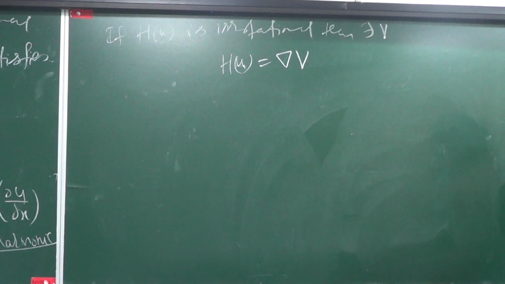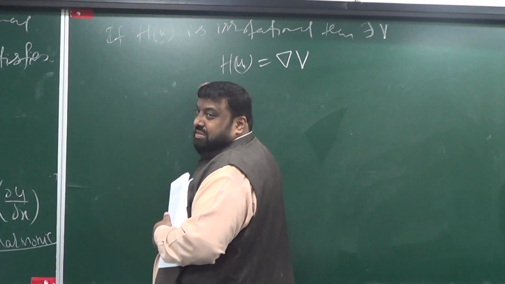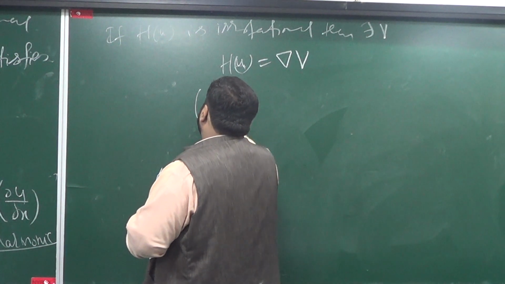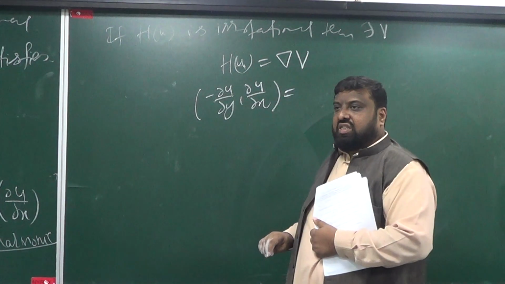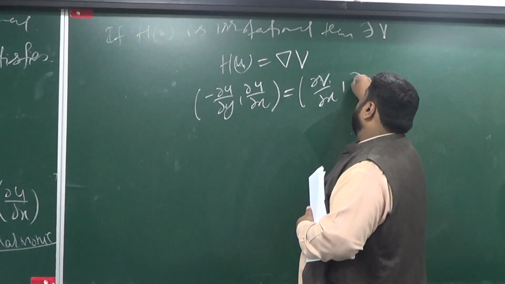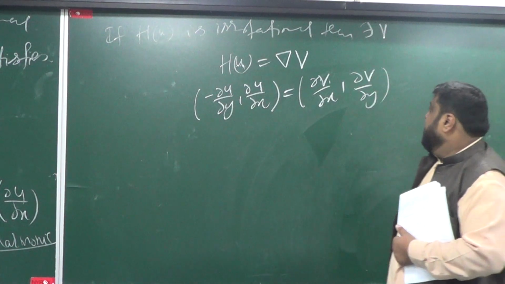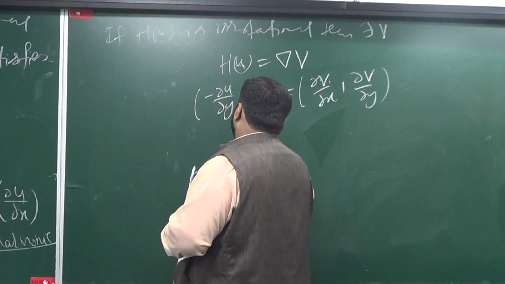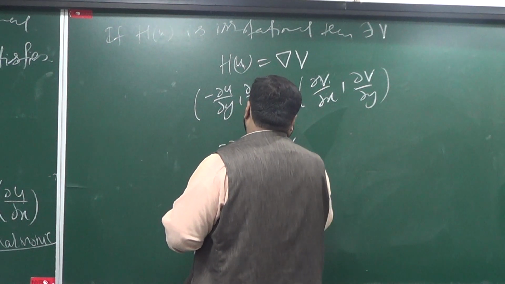V has a very interesting name. Okay, what is H of u? Let's explore it a bit more. So H of u is minus partial u by partial y and partial u by partial x. And the gradient of V would be partial v by partial x and partial v by partial y. And if you compare them, then you're going to get minus partial u by partial y equal to minus partial v by partial x.